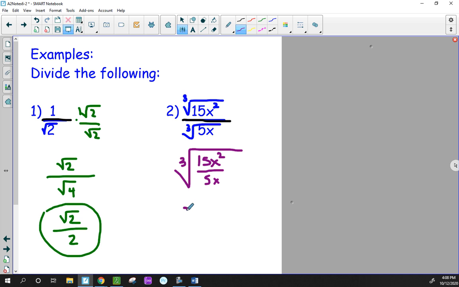Okay, we're going to drop the cube root symbol down. 15 divided by 5 is 3, and x squared divided by x to the first is x to the first. And then notice that this one doesn't even have a division bar. You actually cannot simplify the cube root of 3 or the cube root of x. No other way to write it, so that is the best answer.